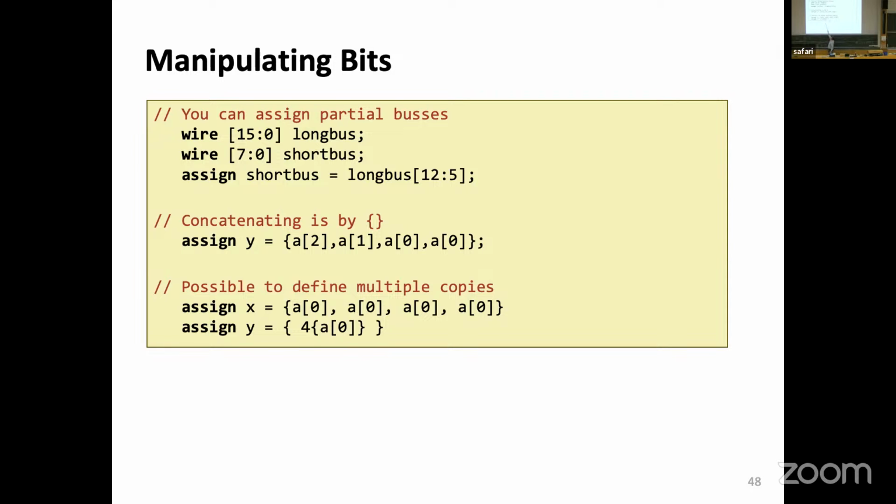I can concatenate bits in various orders. I can say I want A2, A1, A0, and another A0 to be a 4-bit value. Why not? And if I'm writing things like A0, A0, A0, A0, for example, I want to repeat something over and over, I also have a shortcut that allows me to concatenate it in this way, saying, repeat this 4 times, please, and then assign it here.